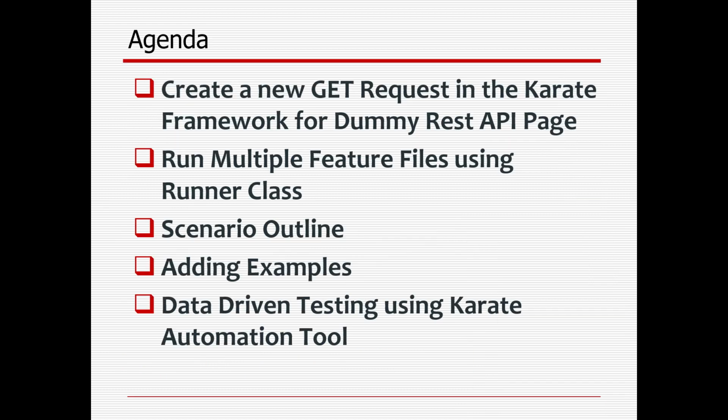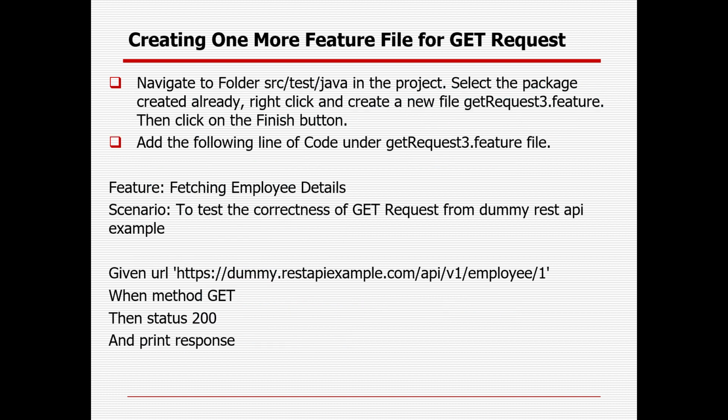In today's session you will learn how a user can create a new GET request in the Karate framework for a dummy REST API page, and after creating multiple GET requests, how to run multiple feature files with the help of the runner class. In case the same scenario needs to be repeated with a variety of data, we will see how data driven testing is possible using the Karate framework, and what the importance of Scenario Outline and Examples is in Karate.